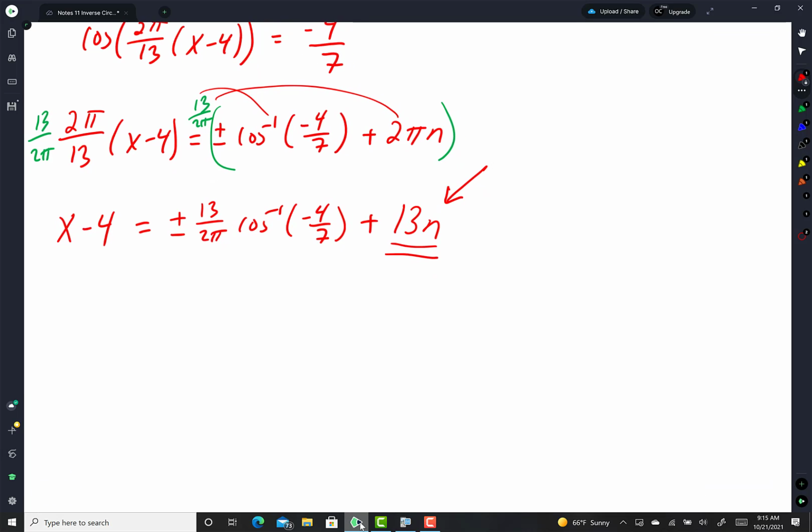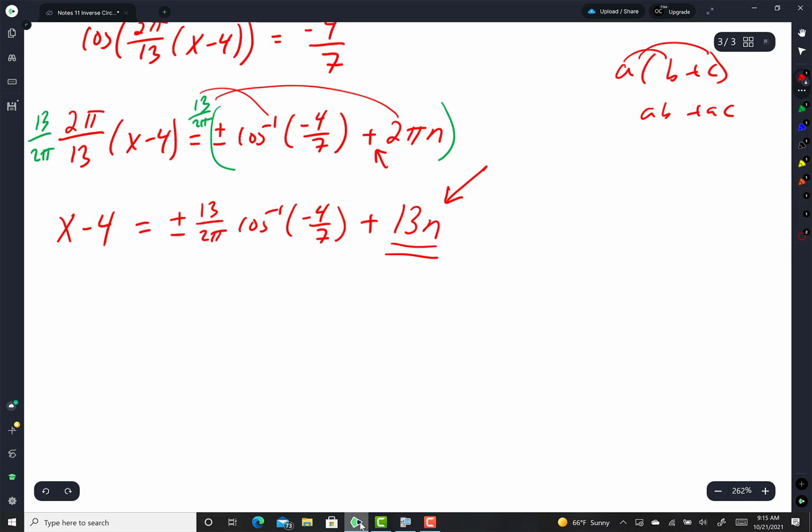So let me show you guys a little secret. Whenever you put 13 over 2 pi at the beginning, it's 13 over 2 pi times 2 pi. There's a plus right here, so you've got to distribute it to both. Whenever you have a times b plus c, you go a times b, so ab plus ac, right? Okay.